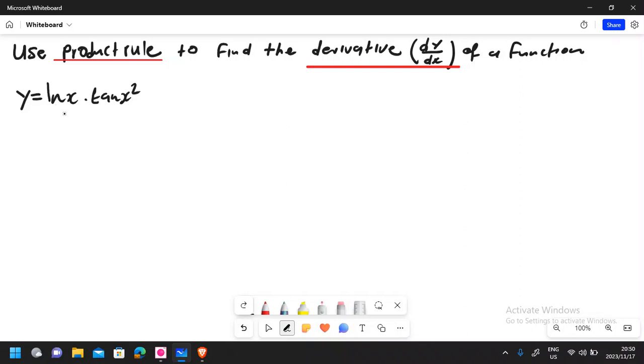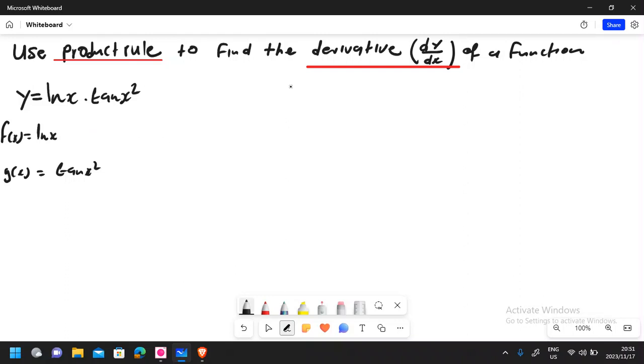So the first one, we can name it f of x. Okay, we can say f of x is the same as natural log x, right? And then we can say g of x is tan x squared.